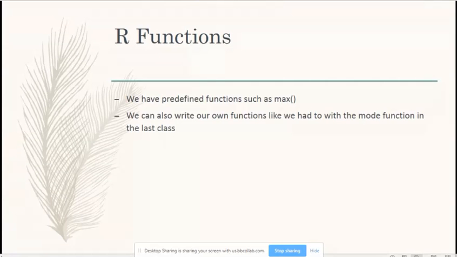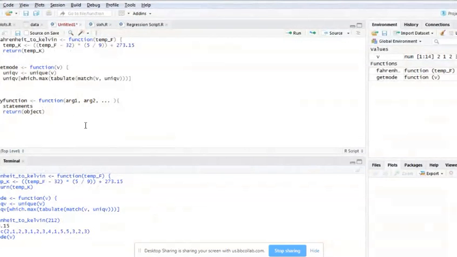So we used a lot of predefined functions in R last semester, like the max function, but we also wrote our own functions, like the mode function that we had to write in class. I pulled up the format for writing your own function. It's in line 12 here. To write your function, you use function, and then the arguments are what you're going to input.